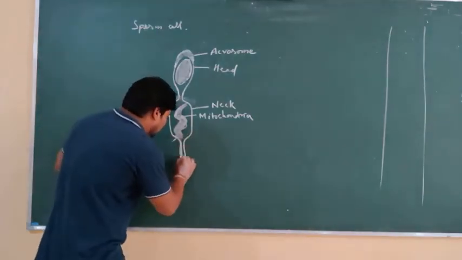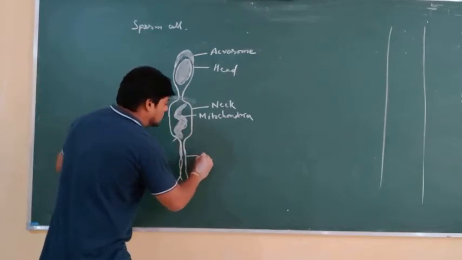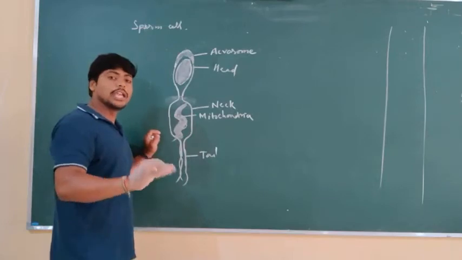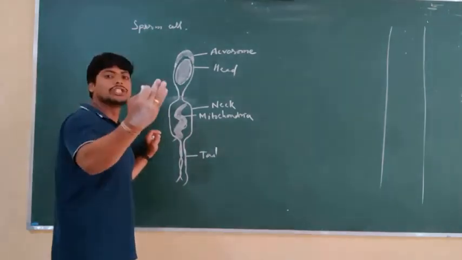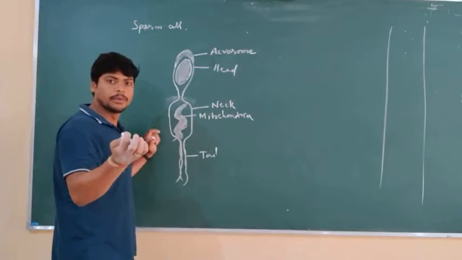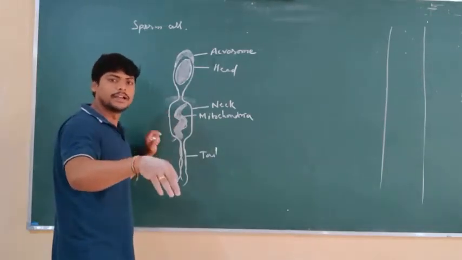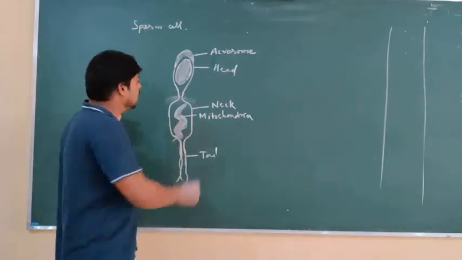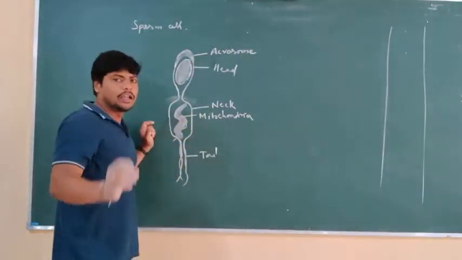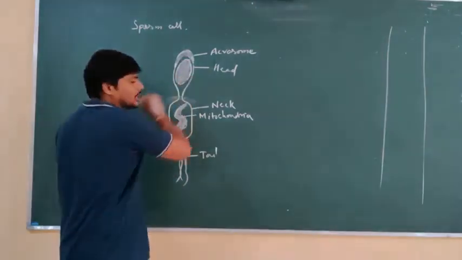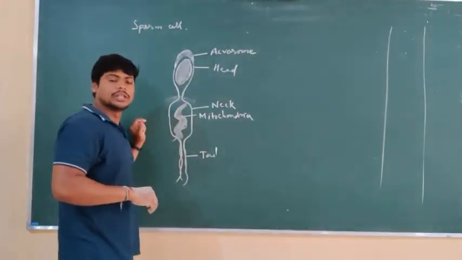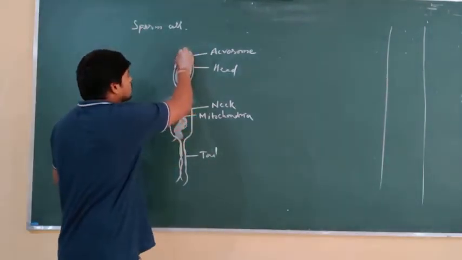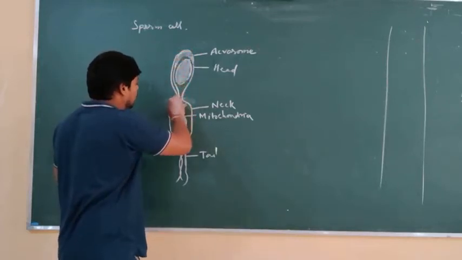Another important part is the tail region. The tail helps in the swimming of the sperm cell, which helps it reach the fallopian tube in the female body where the ovum is present. When the sperm cell reaches near the ovum, the acrosome starts degrading the ovum membrane and allows deposition of the nucleus into the female gamete.